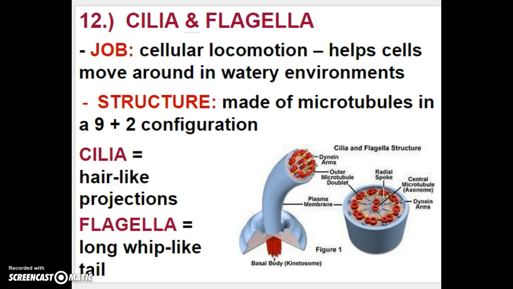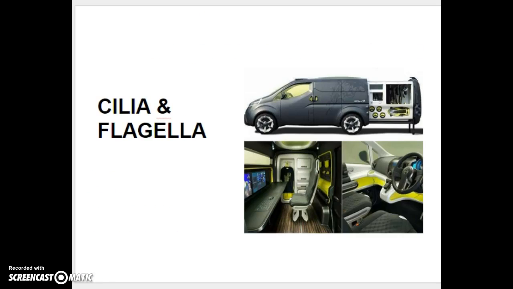Cells don't have a real brain, so they don't know where they're going. So the cilia and flagella are just pre-downloaded to constantly be in motion. So they're kind of the mobile office. They can move the cell to wherever it needs to be.